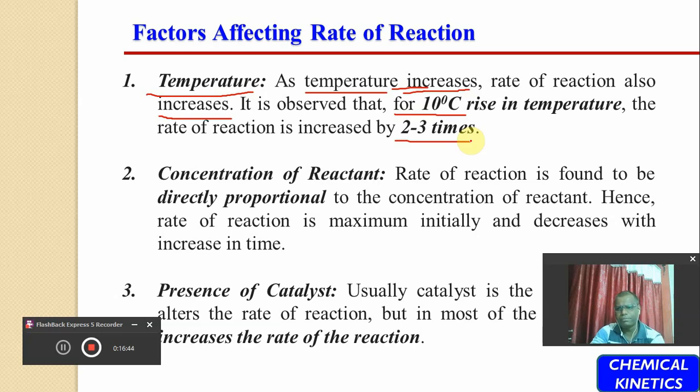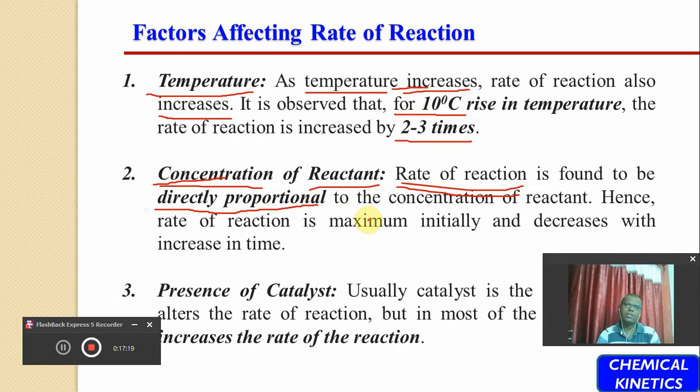Another factor on which the rate of reaction depends is the concentration of reactant. It is observed that the rate of reaction at any instant is directly proportional to the concentration of reactant. Hence we can conclude that at the start of the reaction the concentration of reactant is greater, and at the end of the reaction the concentration of reactant will be smaller.